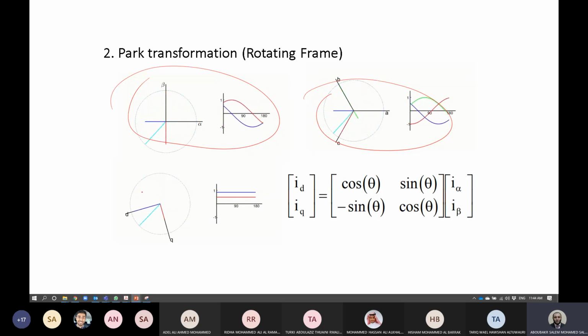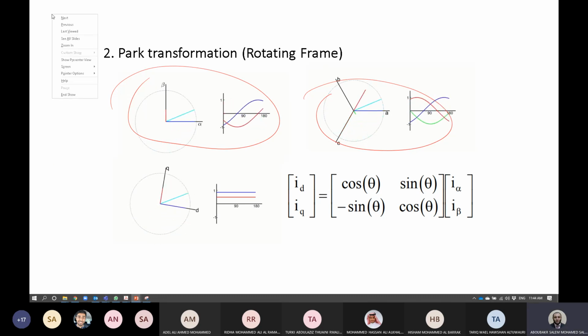So if we assumed a frame called DQ, like that, as you can see, we have here D and we have Q, and it's similar to alpha beta. However, DQ are not a stationary frame. DQ will be a moving frame. Moving at which speed? With the speed of theta. Sorry, not speed of theta. Theta is displacement. Theta equals omega t. So with the speed of omega, where omega t equals theta.